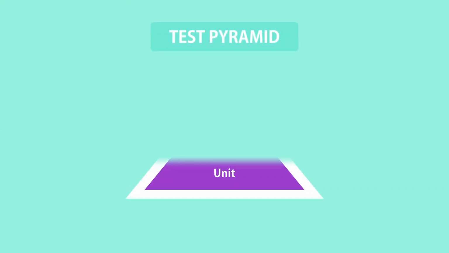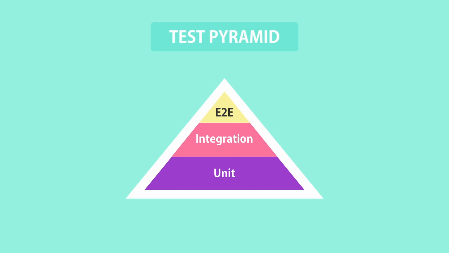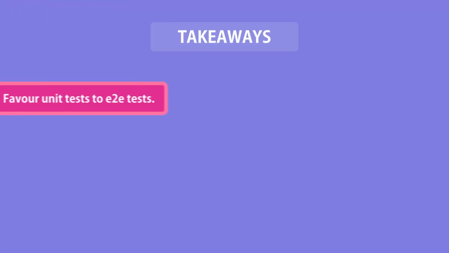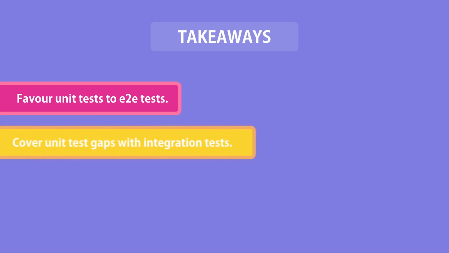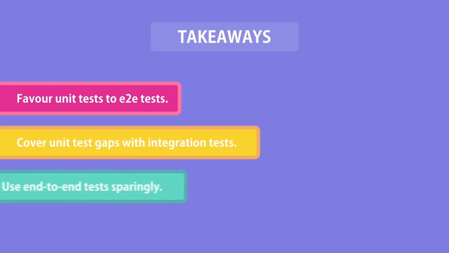So, in summary, this test pyramid gives you 3 recommendations. First is to favor unit tests over UI or end-to-end tests, because these unit tests are the fastest to run and cheapest to write, and they're very precise, so they can pinpoint exactly where something fails. They give you rapid feedback. Second is to cover unit test gaps with integration tests. And finally, use end-to-end tests sparingly, only for the key functions of your application.